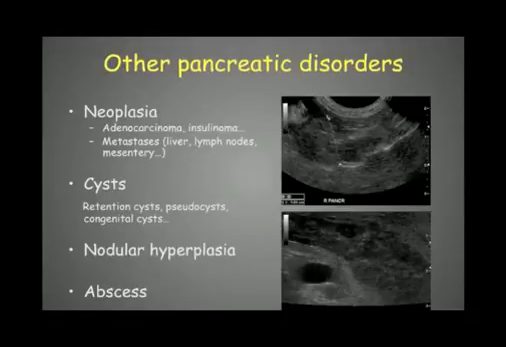And finally, we can also have abscesses in the pancreas. These are quite severe and difficult to treat. They will have the same aspect as abscesses everywhere in the abdomen, so hypoechoic to anechoic, or mixed lesions, depending on the stage of the abscess.